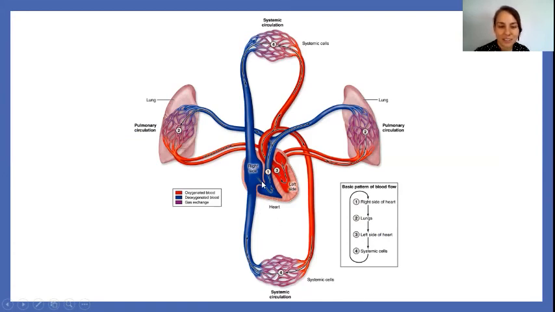We're starting off in the right side of the heart with deoxygenated blood, carry it out to the lungs, where through our capillaries, we're going to bring that oxygen in, carry it back to the heart, take it into the left ventricle, pump it out to the body, where we go up to the head and the upper arms, down to the abdomen, down all the way to our toes, and we bring that deoxygenated blood back into the right side of the heart.